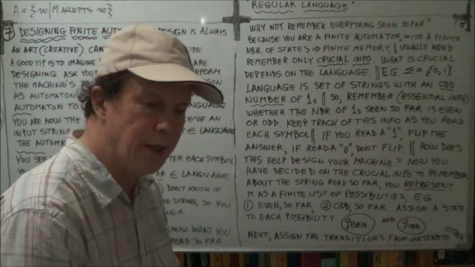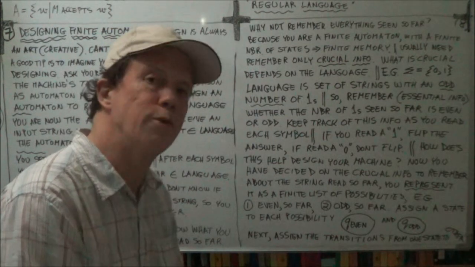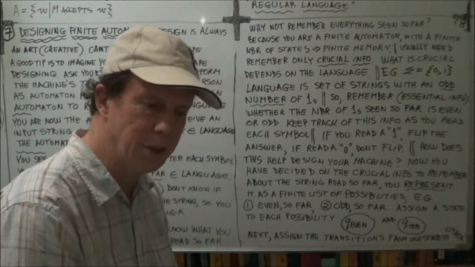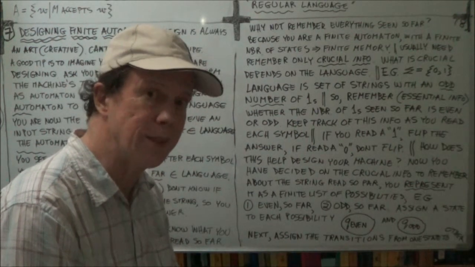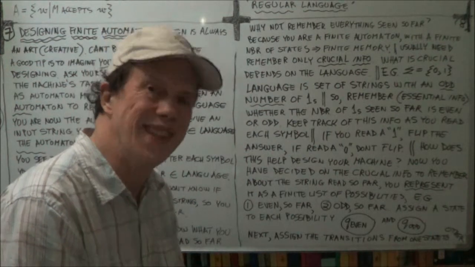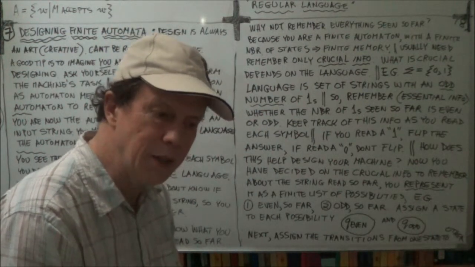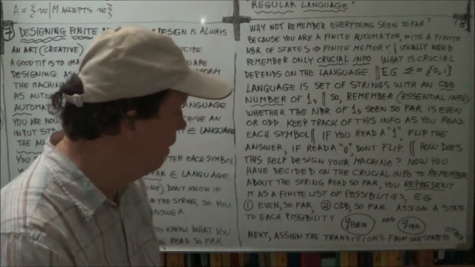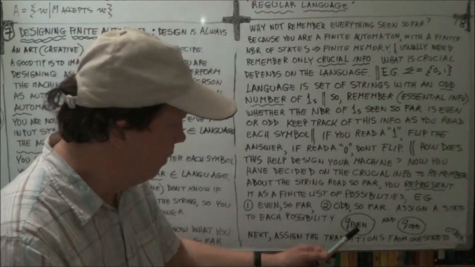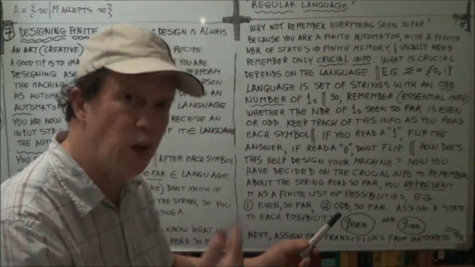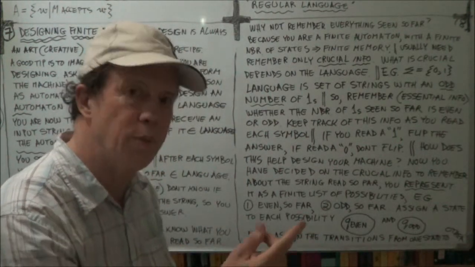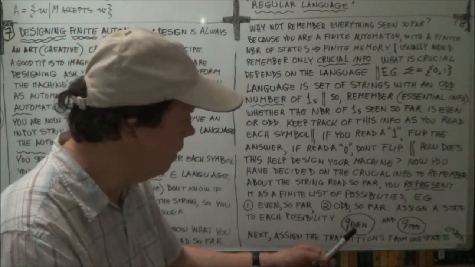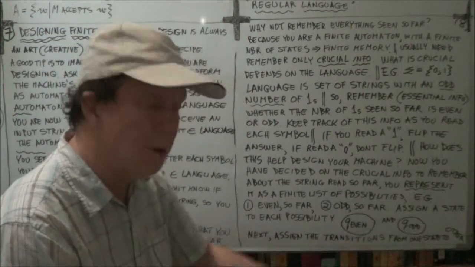Now, next step. Once you've decided what the crucial information is that you need to store, to memorize, to put in your automaton, in your states, in other words, how do you represent that information in terms of states? Well, the number of ones that have come in so far has two possibilities, right? It's either even or odd. So let's have two states, Q even and Q odd, that represent that.